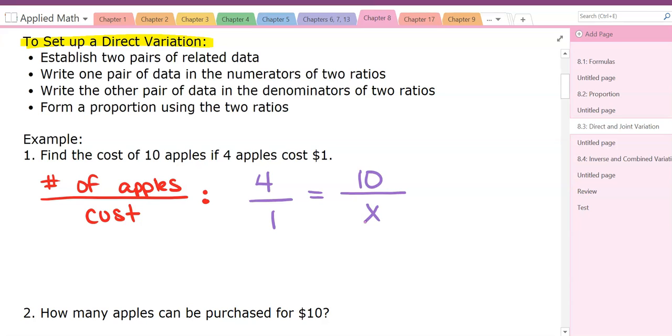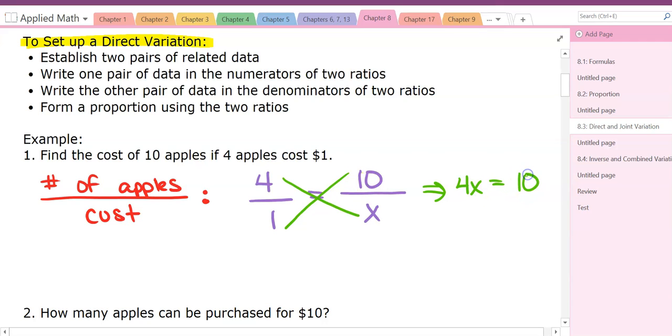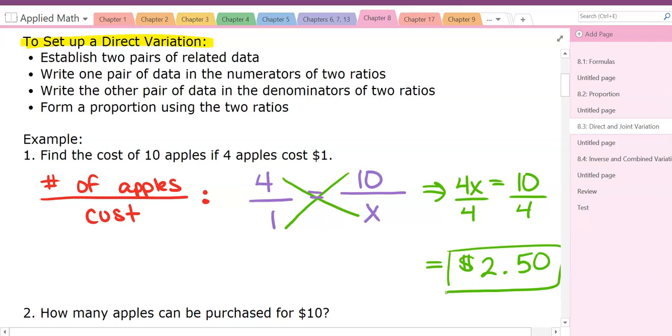So you can put a letter to represent the unknown. Then we cross multiply like we did in the last section. So big X, or use your butterfly method and circle your numbers up. So you're going to have 4x, 4 times x, equals 1 times 10, or 10. And then we're going to divide by 4. So 2.5. This is going to cost me $2.50 to buy 10 of them. So 4 of them cost me $1. 10 of them are going to cost me $2.50.